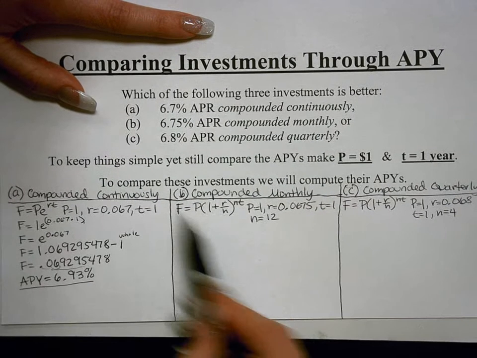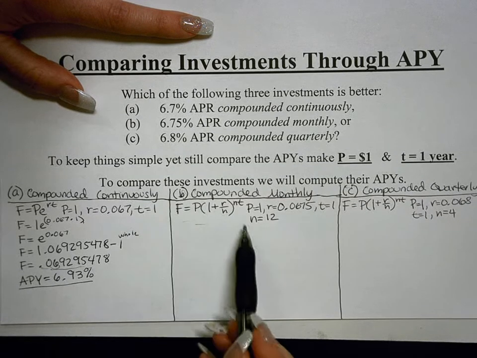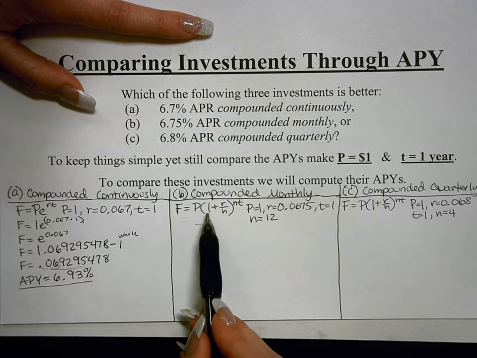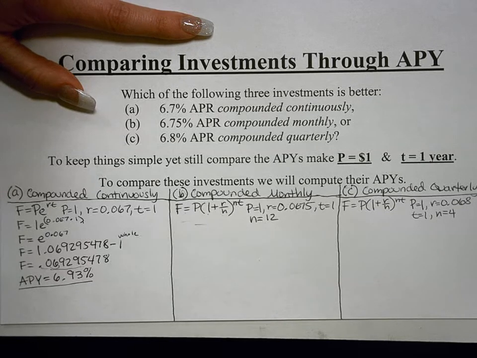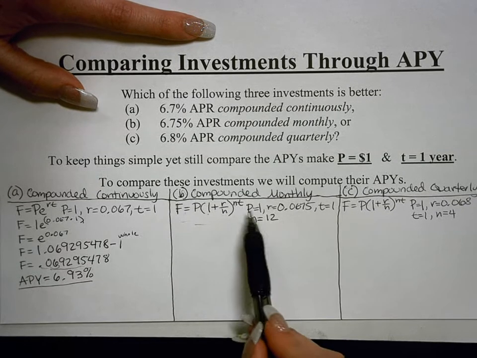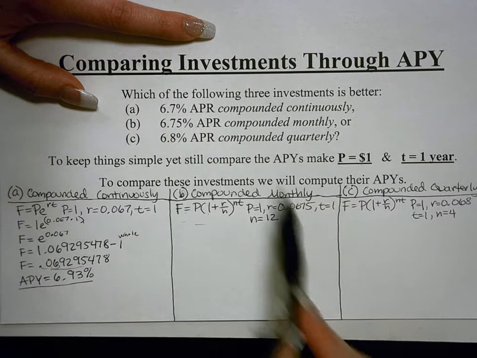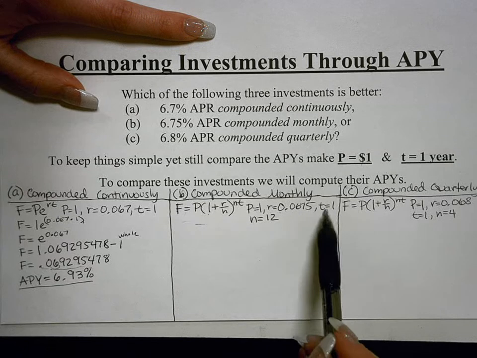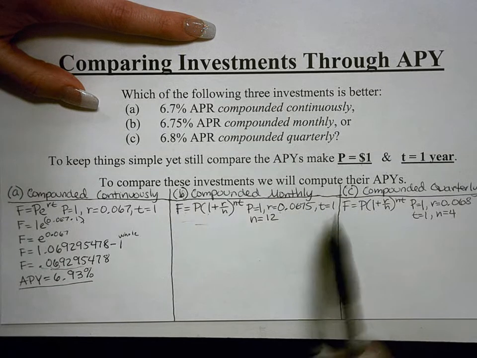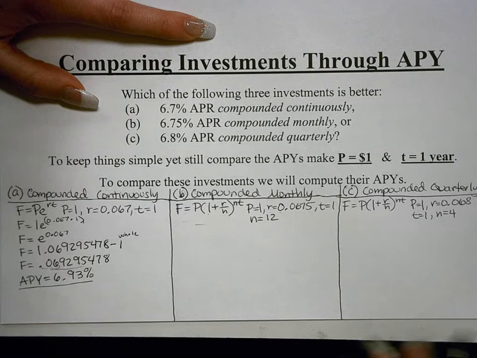Since it's compounded monthly, we are going to be using the general compounding formula, F equals P multiplied by the quantity 1 plus R divided by N, all raised to the N times T power. P is $1. The rate is 6.75% in the form of a decimal, which is 0.0675. The time is 1, T equals 1. And since it's compounded monthly, that means N equals 12.